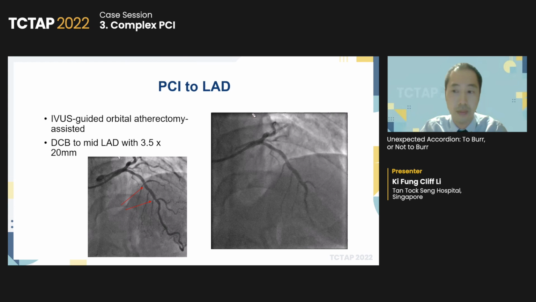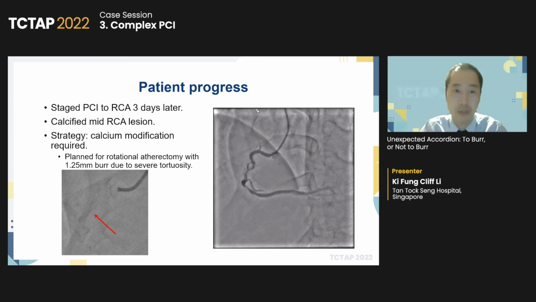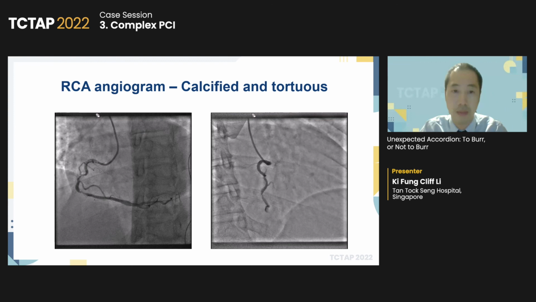Staged PCI to the RCA was done 3 days later, and because it was such a heavily calcified lesion, we decided that we would need calcium modification during the procedure. We were planning to use rotational atherectomy with a 1.25 mm burr due to the severe tortuosity in the mid-RCA. Over here, you can appreciate the calcium in the mid-RCA and also the severe tortuosity, especially in the RAO view.